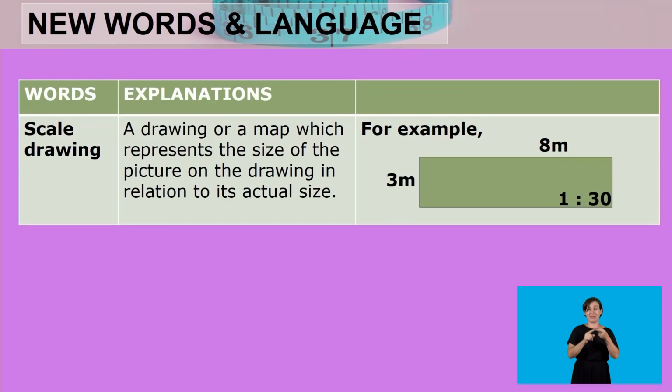The new words and language that we'll be focusing on, the first one is a scale drawing. A scale drawing is a drawing or a map which represents the size of the picture on the drawing in relation to its actual size. So if this was a table of some sort, the actual sizes will be 8 meters and 3 meters, which will be reduced because it has to be drawn on a piece of paper. It will be reduced by a scale of 1:30. It means it is 30 whatever units less than its actual size.